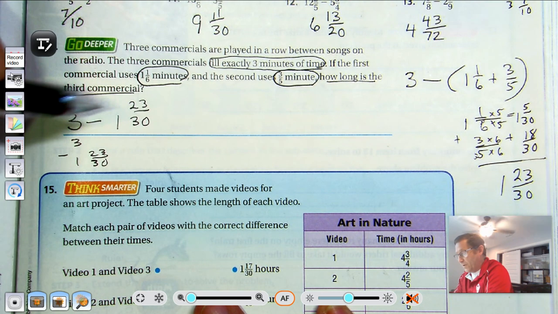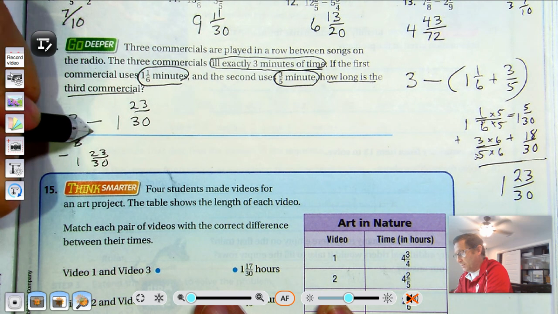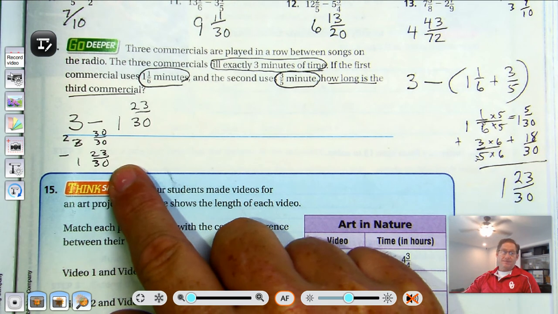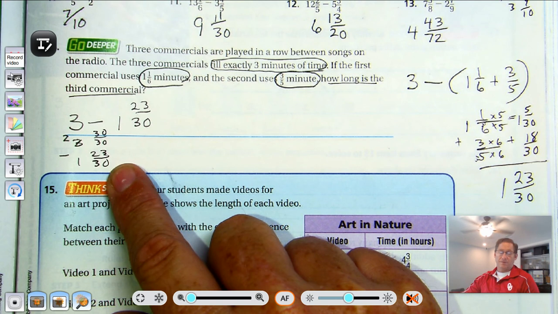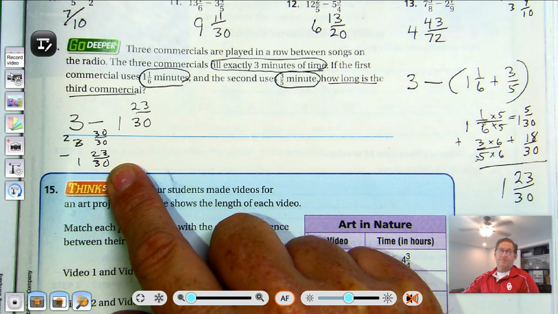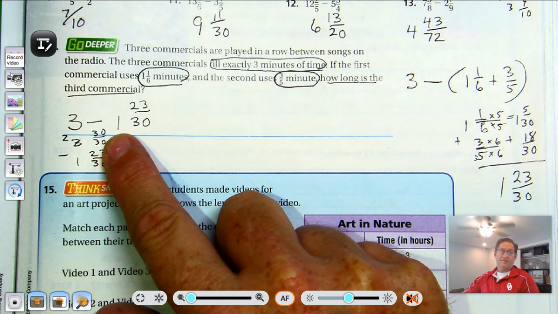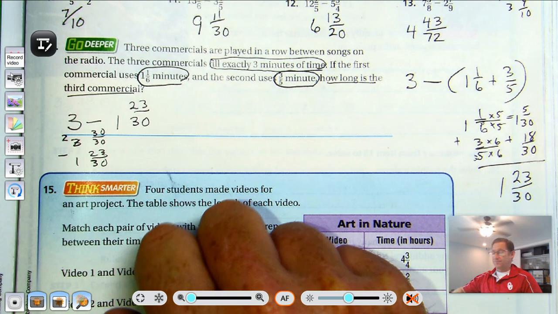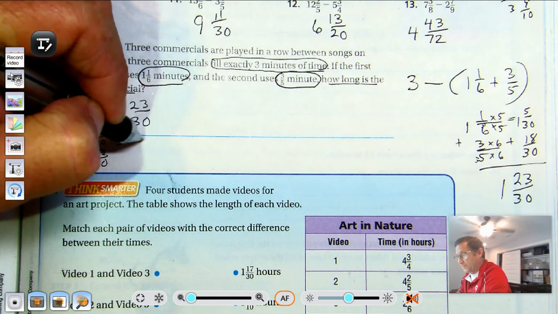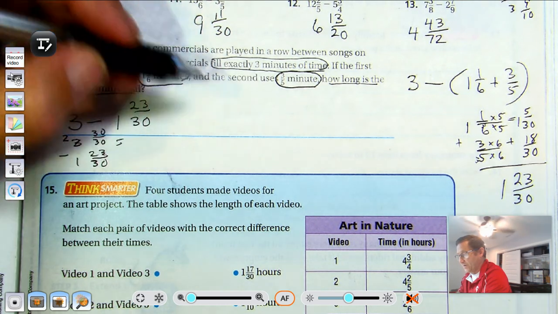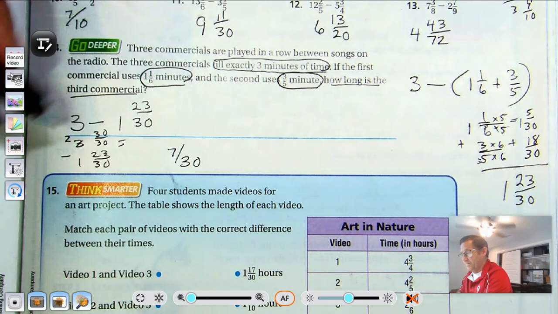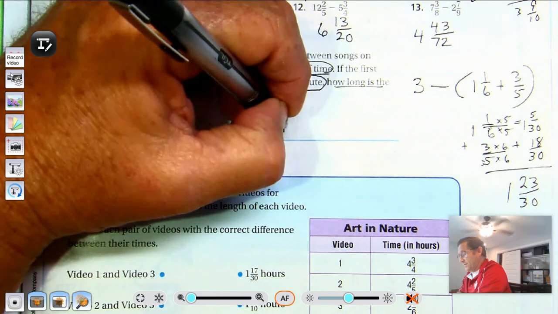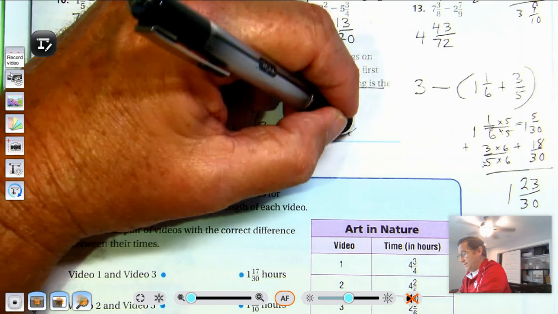I'm going to rename the 3 wholes as 2 wholes and 30/30ths. The reason I'm using 30/30ths is because the other number's denominator is 30. So since I don't have a fraction here, I'm just going to write it as 2 and 30/30ths. And 30/30ths take away 23 is 7/30ths, and 2 take away 1 is 1. So 1 and 7/30ths minutes long.